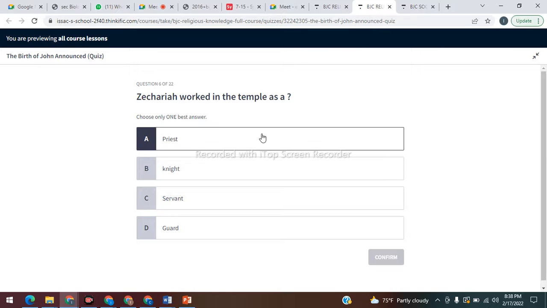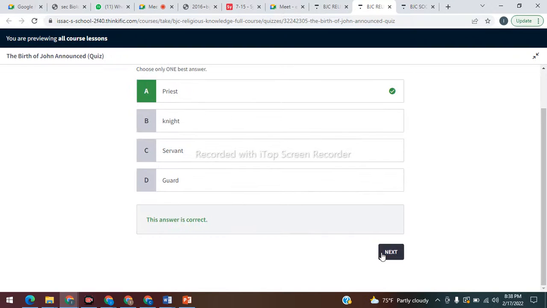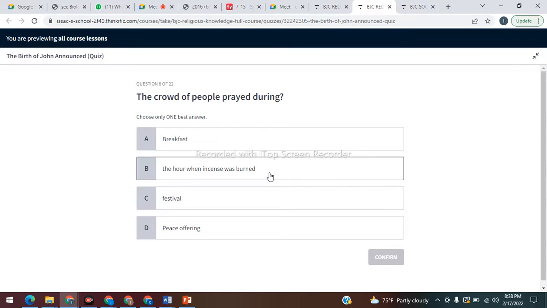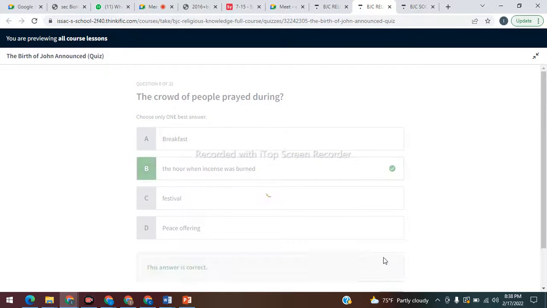Zachariah worked in the temple as a priest. This is a repeat question. The custom of the priest's office required him to burn incense in the temple. C. Burn incense. Alright, y'all on a roll. The crowd of people prayed during the hour when the incense was burned. B. I'll lock that in.